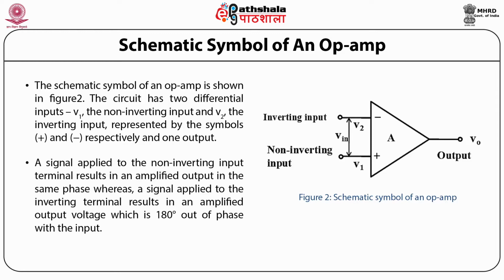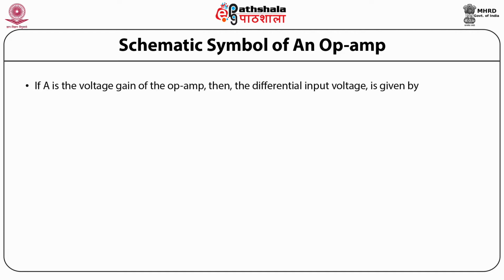A signal applied to the non-inverting input terminal results in an amplified output in the same phase, whereas a signal applied to the inverting terminal results in an amplified output voltage which is 180 degrees out of phase with the input. If A is the voltage gain of the op-amp, then the differential input voltage is given by Vd = Vin = V1 - V2.